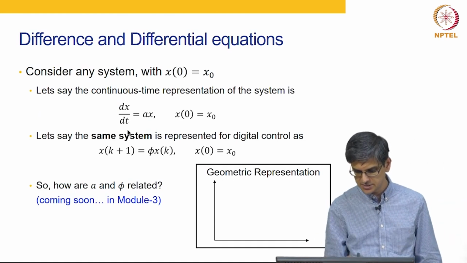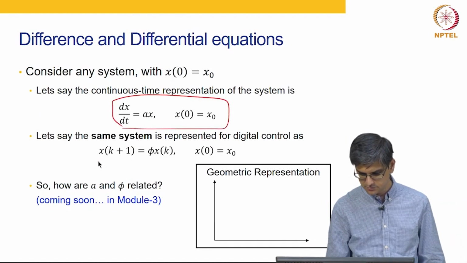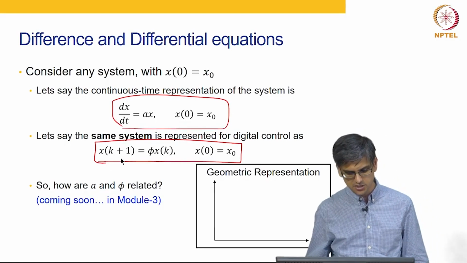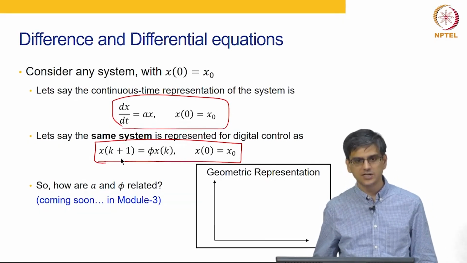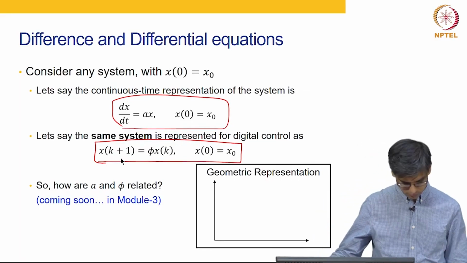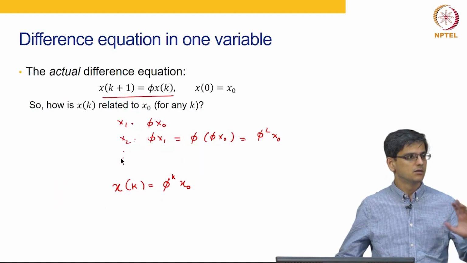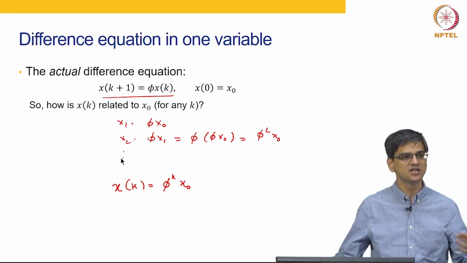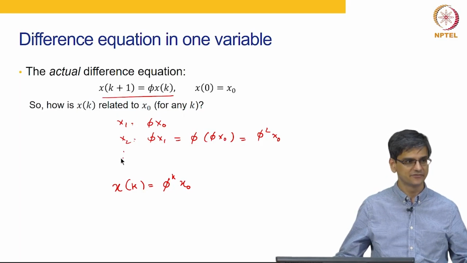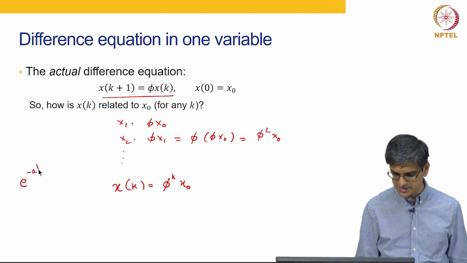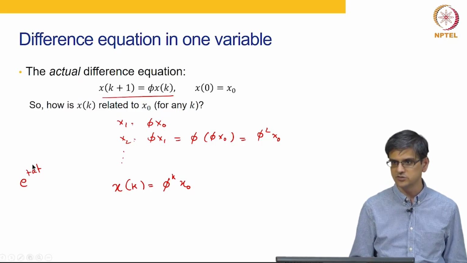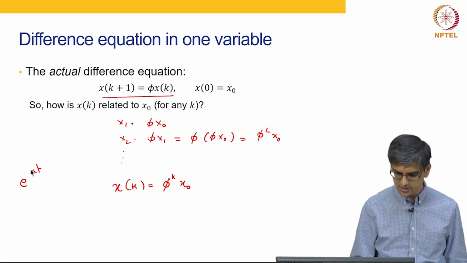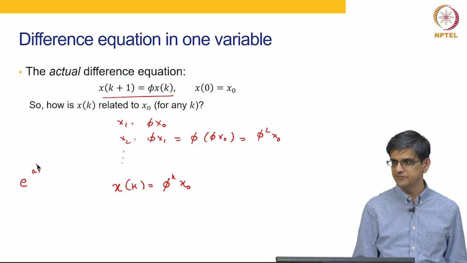Let us say the continuous time representation of the system is this, the same system is represented in this manner for digital control, okay. Now let us talk about the stability. You have probably done this, but if dx by dt equal to ax, then it is stable if a is negative, right. Why? E to the power minus at decreases with time, e to the power plus at increases with time for positive values of a, right. So that is why if it is e to the power at, it is stable if a is negative, okay.